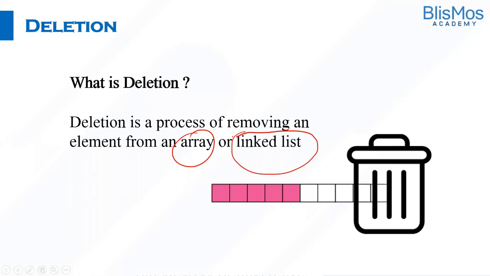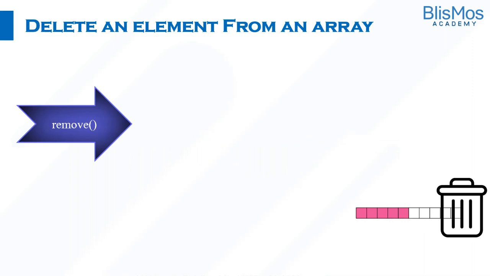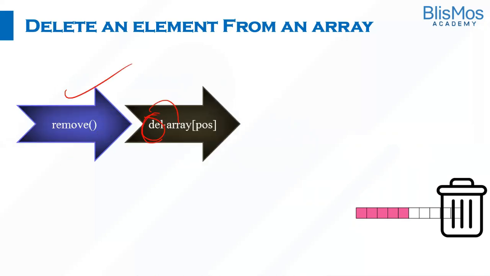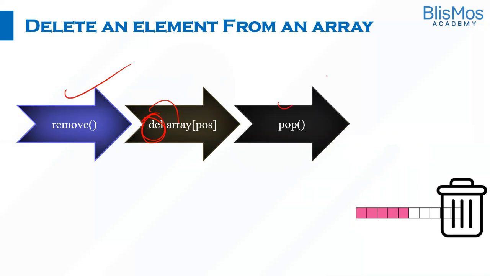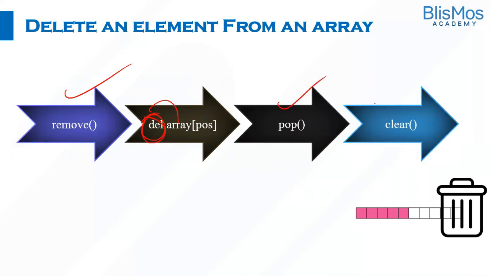In one of our previous videos, we understood how to add elements into the array. It is not always that we keep adding elements into an array, right? There is a situation where we have to delete an element from an array. In Python, we have different methods to delete an element from an array. One is remove. The second one is delete. The third one is pop. And the fourth one is clear.